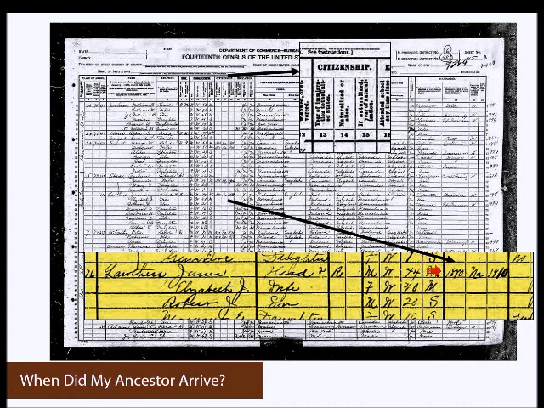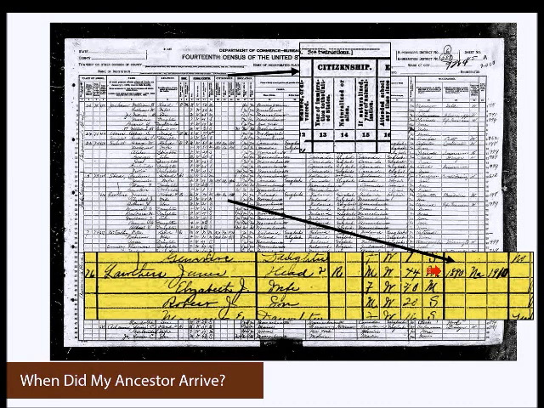And determining when your ancestor arrived. You can determine that from the census. The 1900, 1910, 1920 censuses include information about date of arrival.